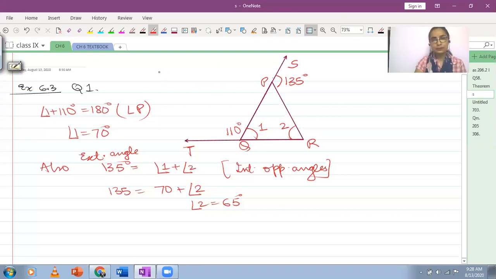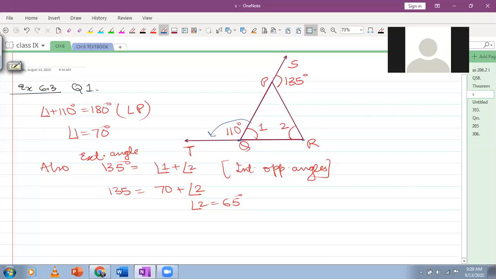Ayushi, is it done, beta? Can we relate angle 1 and 2? You can relate angle 1 and 2, but they are not directly related. Angles on the same line means they should have the same vertex. The vertex must be same. Angle 1's vertex is Q, angle 2's vertex is R. The vertex must be same. एक vertex पे जब दो angles बनते हैं, like here, these are angles on a line.